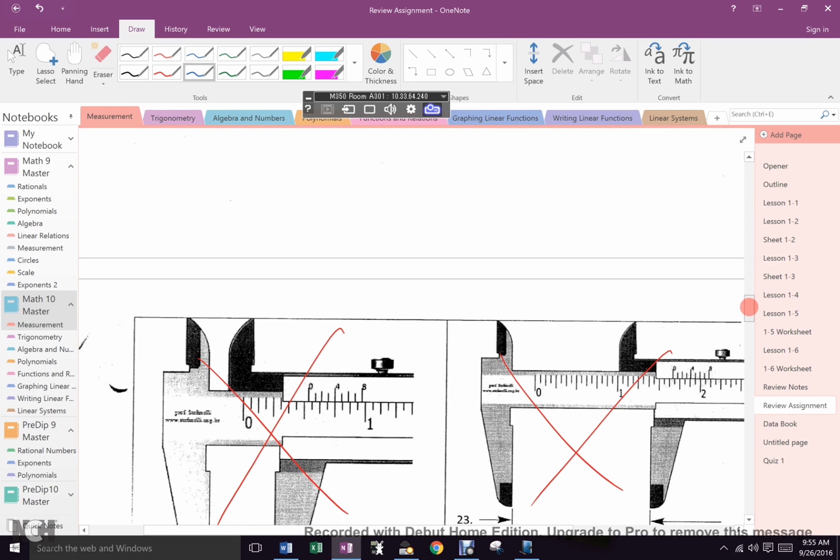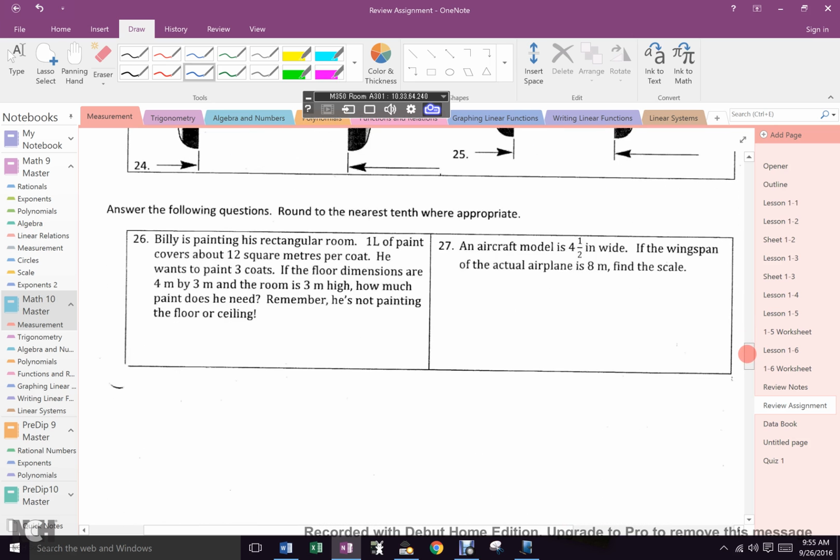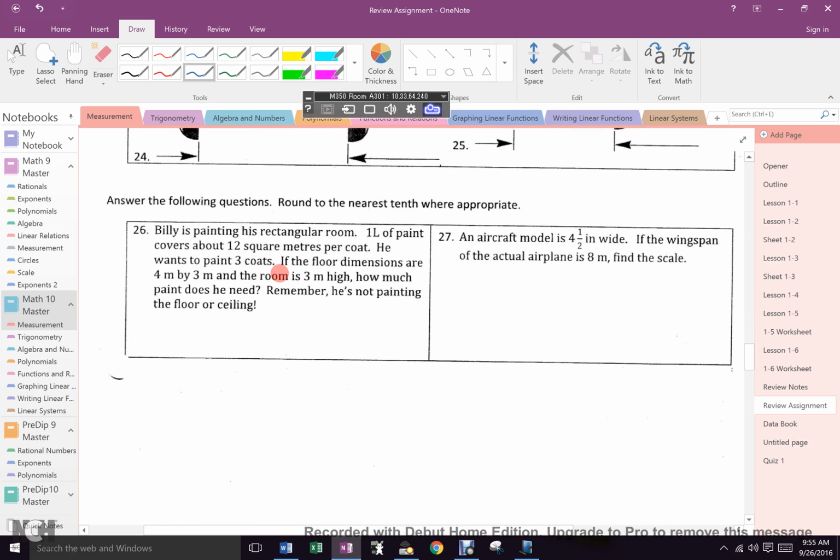Then I believe you had a couple of claws that I said skip. You guys had the rectangular room, yes? But you didn't have the aircraft model, did you? Good, because I'm doing the aircraft model next unit. This is the one you guys had. So I got to paint the... What do I got to paint?